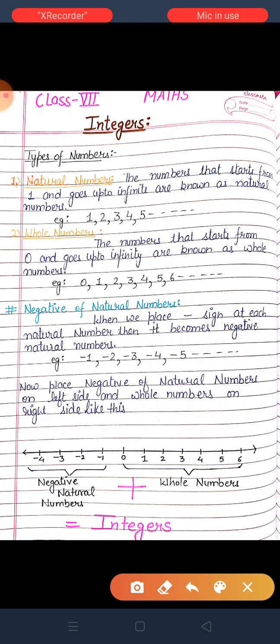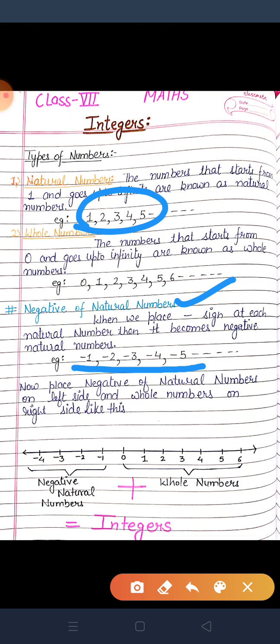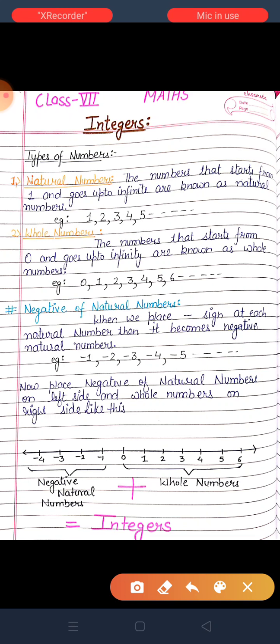Now one more thing is there, that is negative of natural numbers. What is negative? Negative means a minus sign is there. So if you place a minus sign at each natural number, it will become the negative of natural numbers.